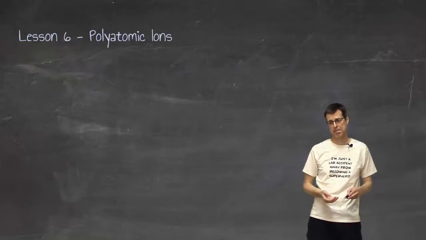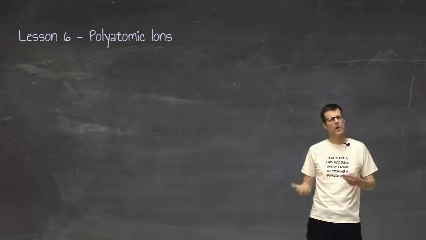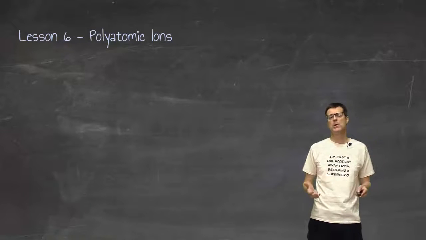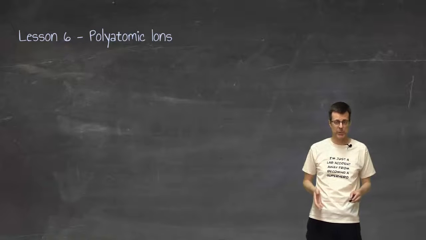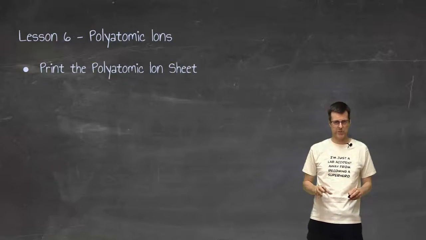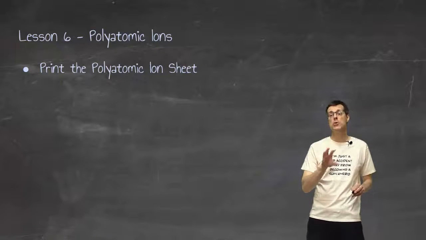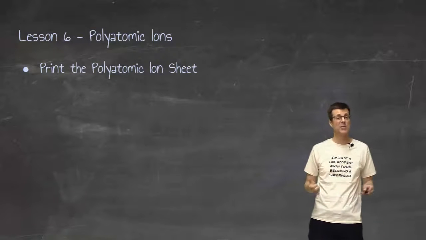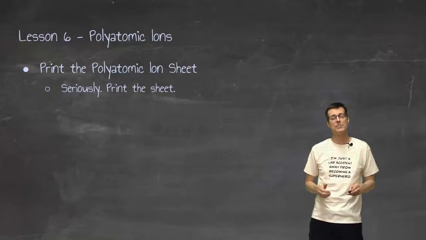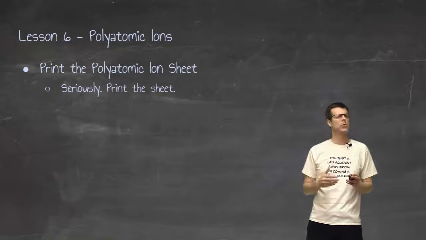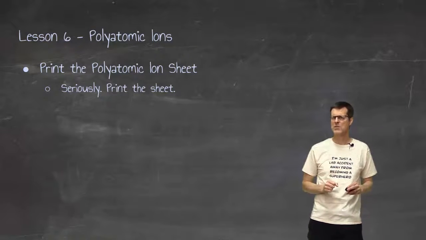Then we got to polyatomic ions. And again, whenever you're watching this, you may or may not have seen polyatomic ions, so I'm not going to go into details of polyatomic ions at this point. But what I'd want to point out to you is that you have a polyatomic ion sheet. At least you should have a polyatomic ion sheet. If you don't, get one. Seriously, get the sheet. You're allowed to use it. You are encouraged to use it. It's better than some of the other options that I've seen people using.